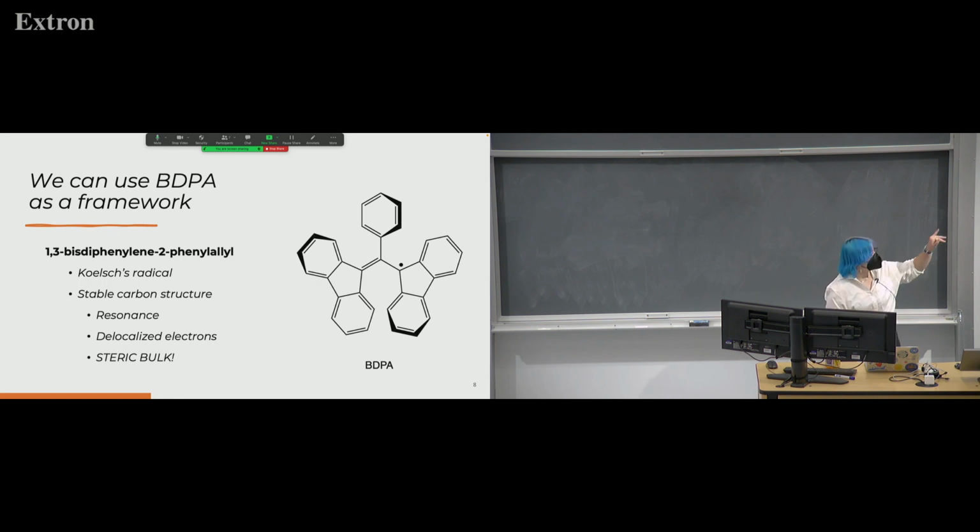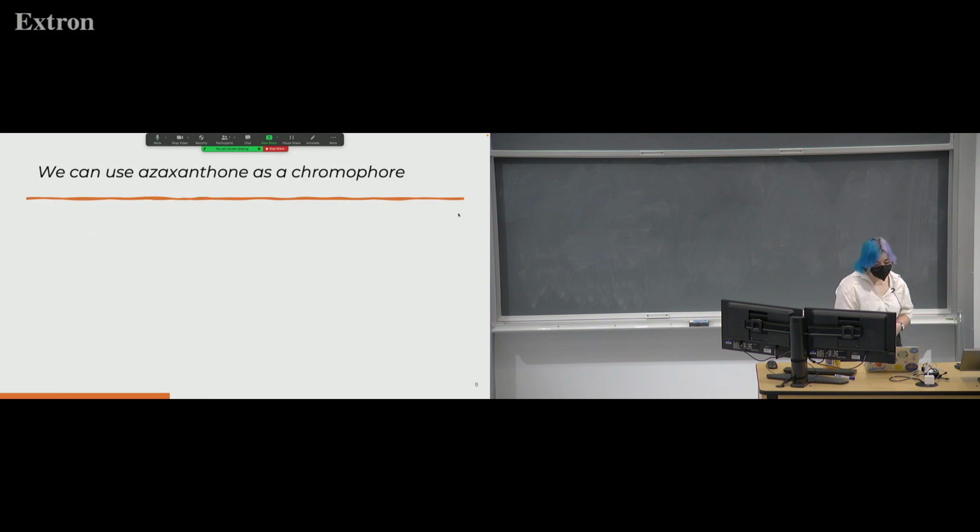So we have our 2 fluorine groups on each side, which are very effective in shielding that central lone electron. And so essentially we want to use this stable organic radical that does not luminesce as is and see if we can get it to luminesce by introducing a chromophore. So our chromophore of choice for my portion of this project is azaxanthone. And so I have 1 azaxanthone shown here.